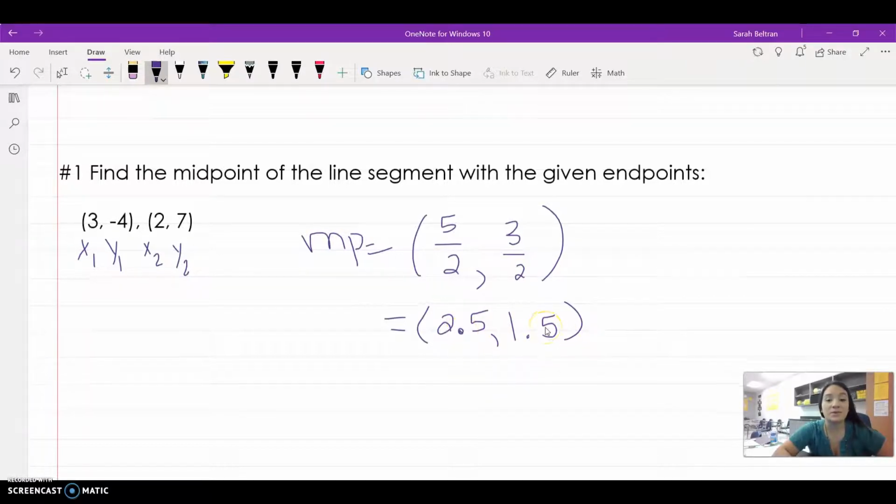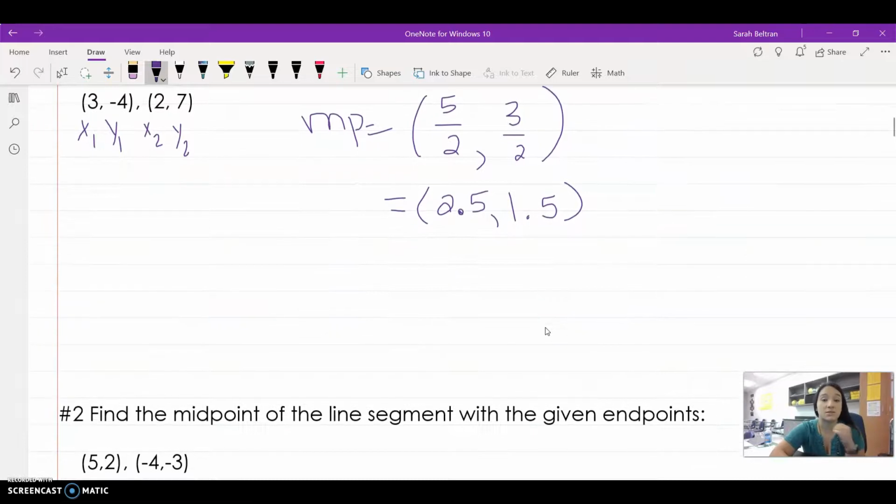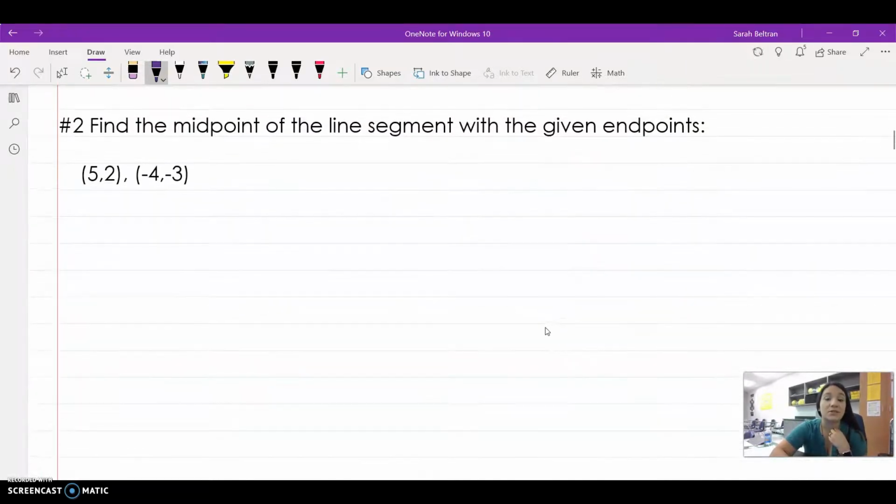All right, if you don't know the midpoint, go back and look at your notes. They're on Google Classroom. Now it's your turn to find the midpoint of the line segment. All right, here's your points. Go for it.